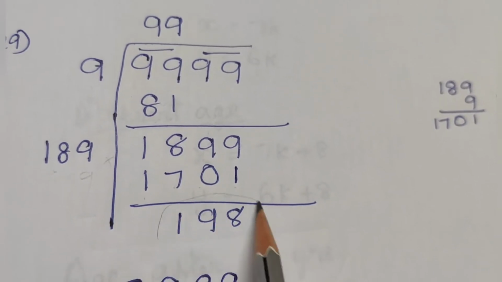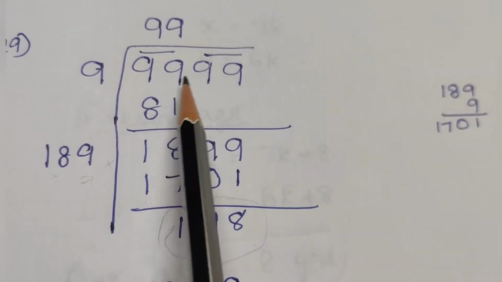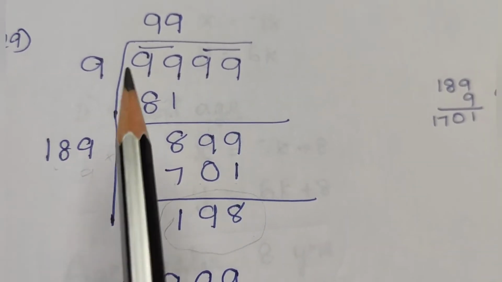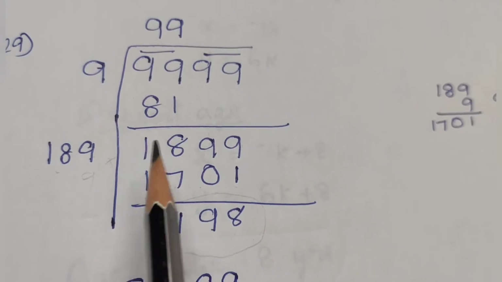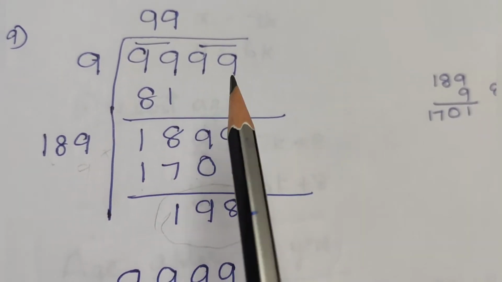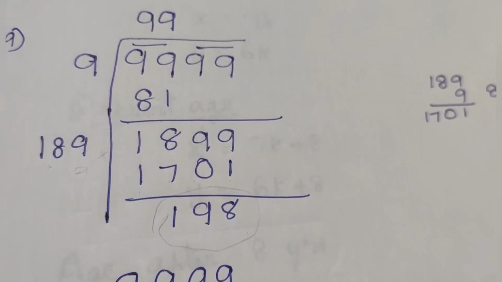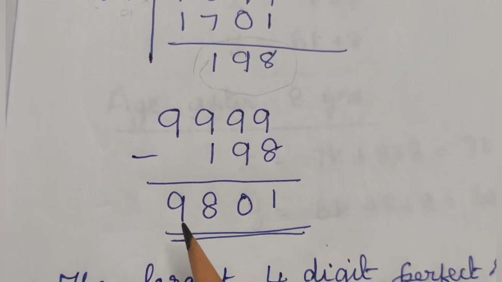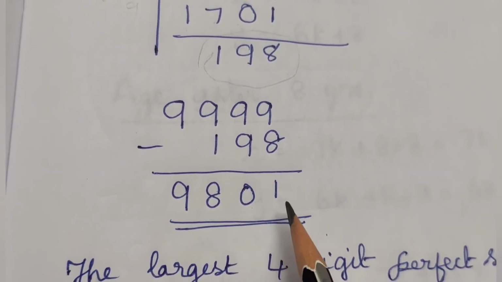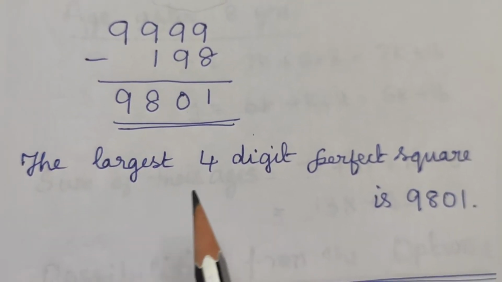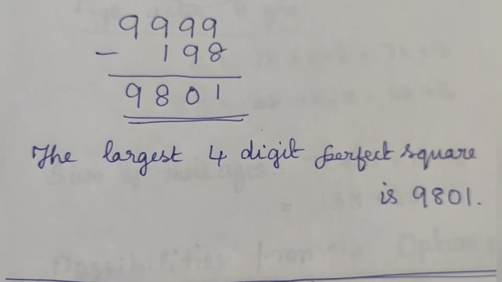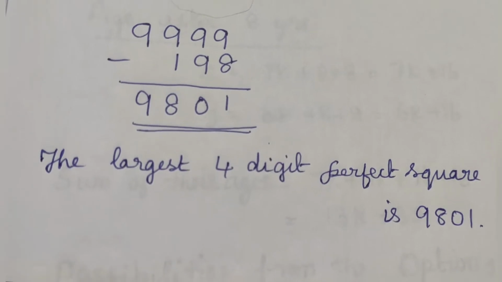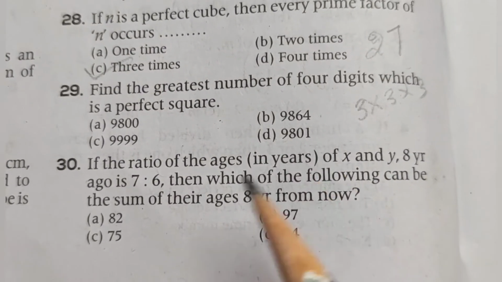So if 198 is excess in 9999, if 198 is taken out from 9999, then after subtraction, the answer would become a perfect square. So I subtract. Now this 9801 is a perfect square. So the largest 4-digit perfect square is 9801. See option D, 9801.